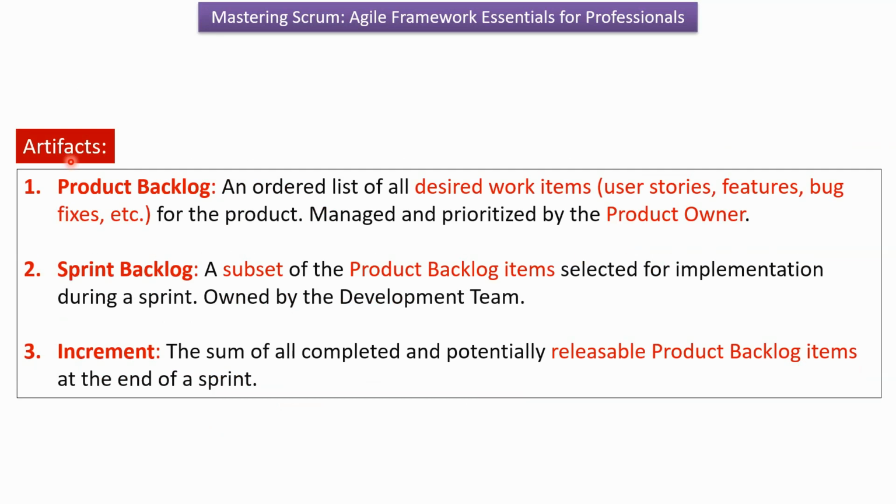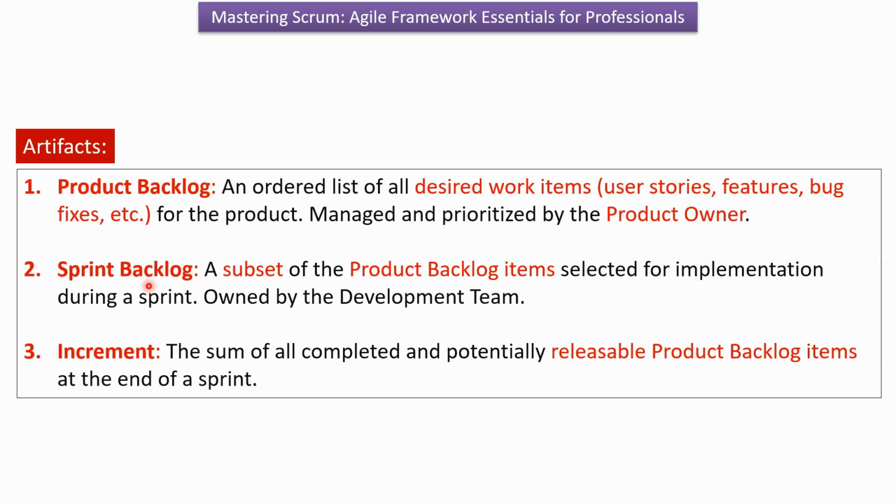Now we will see what are the artifacts involved in Scrum. The first one is product backlog. Product backlog is an ordered list of all desired work items for the product. The work items can be user stories, features, and bug fixes. And the product backlog is managed and prioritized by the product owner.